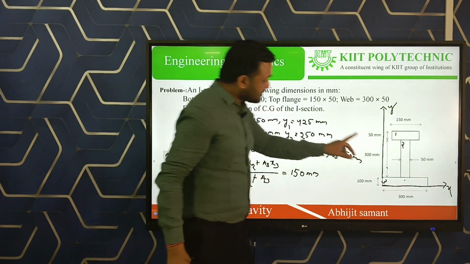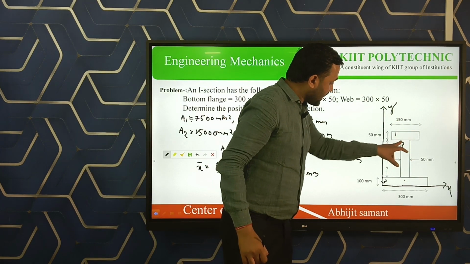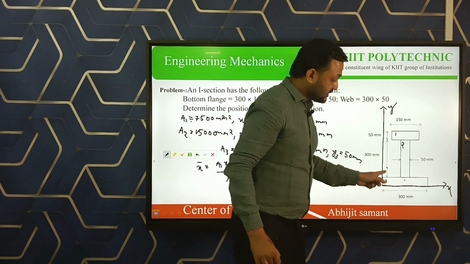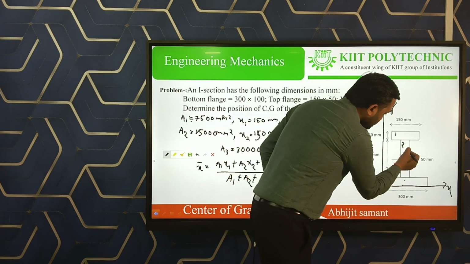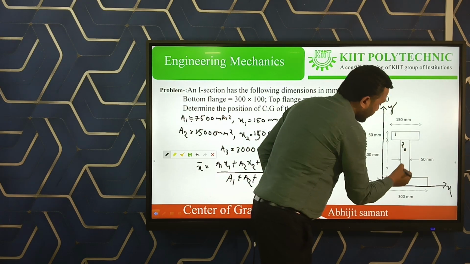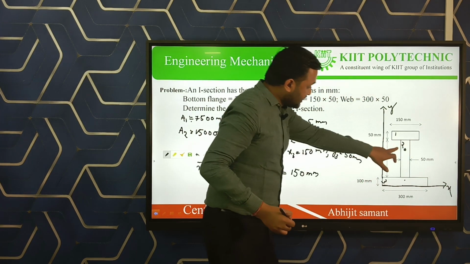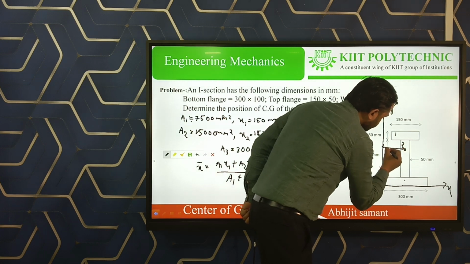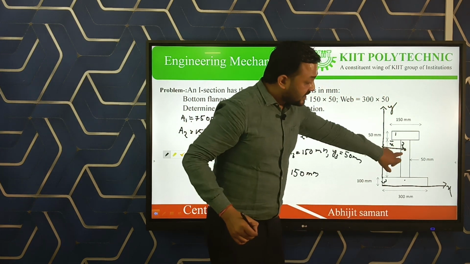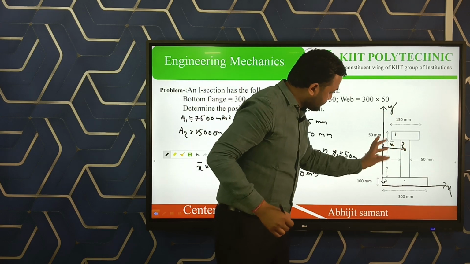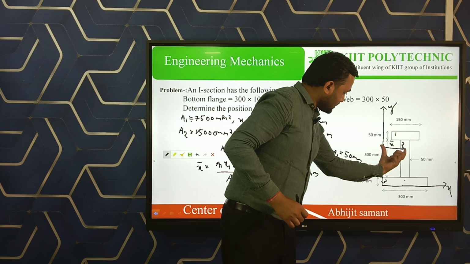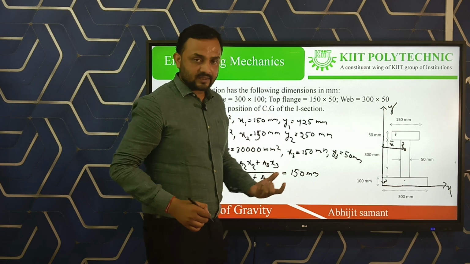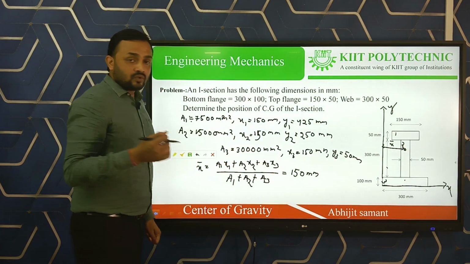So what do we mean by x bar? The x bar is the distance of the centroidal point of the total I section from the y axis. Suppose the centroidal point of this I section is here. The distance of this point from this axis is known as x bar. This is the centroidal point of the total I section, and its distance from the y axis is known as x bar. Likewise, we can also find out the y bar.